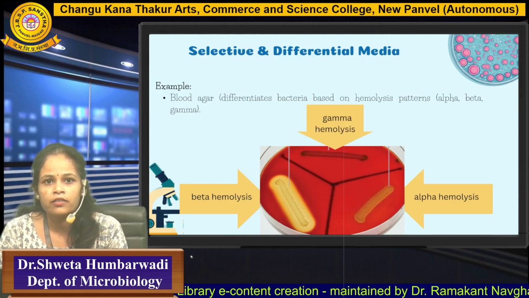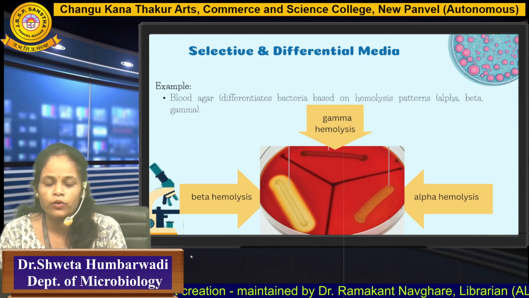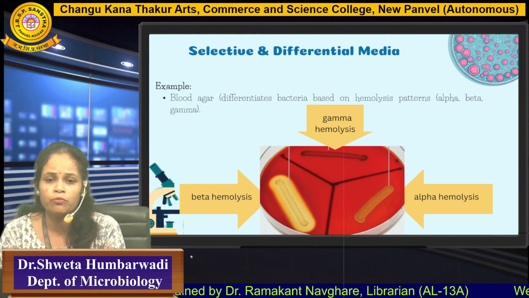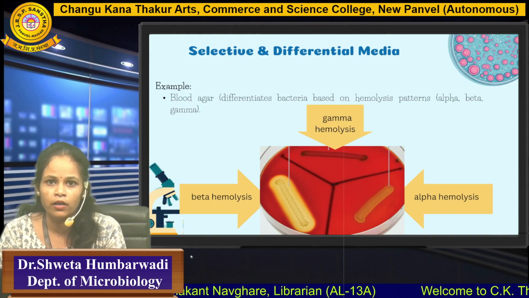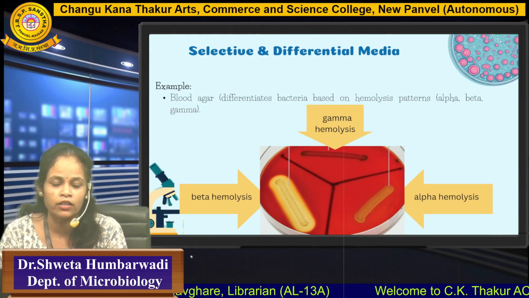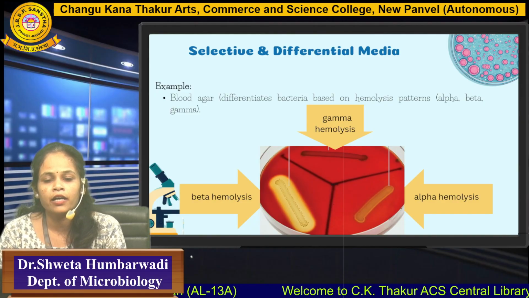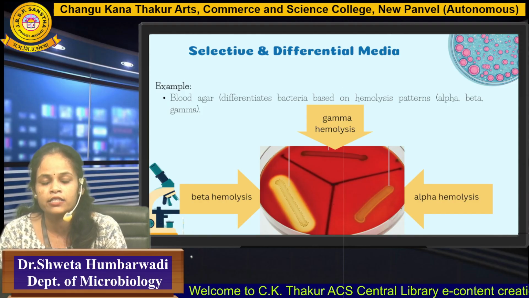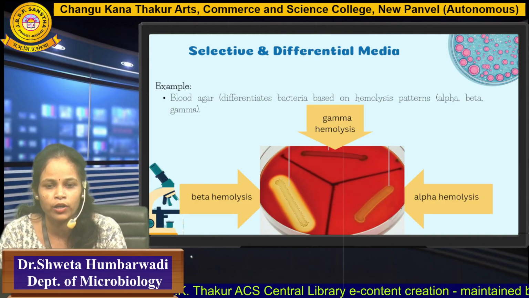The next example is blood agar. This blood agar is used for the identification of hemolytic patterns. So what is hemolysis? Hemolysis is the breakdown of RBCs in the blood. For pathogenic culture study, this blood agar is frequently used. On this blood agar, we can differentiate the organisms by their pattern of hemolysis in three ways, that is alpha hemolysis, beta hemolysis, and gamma hemolysis.